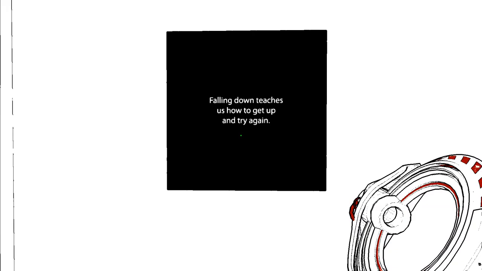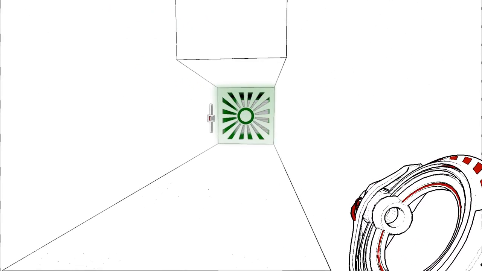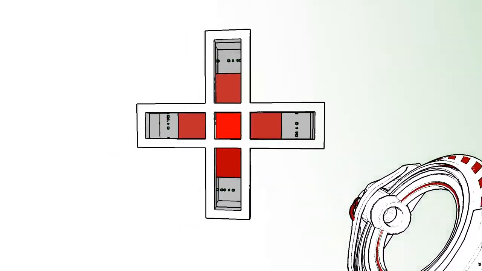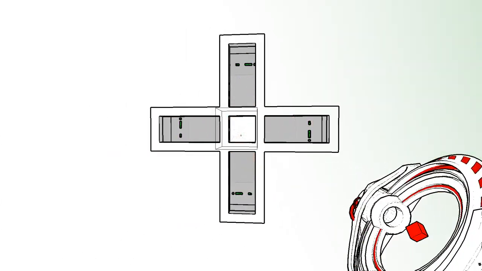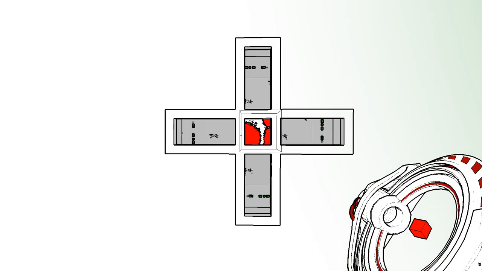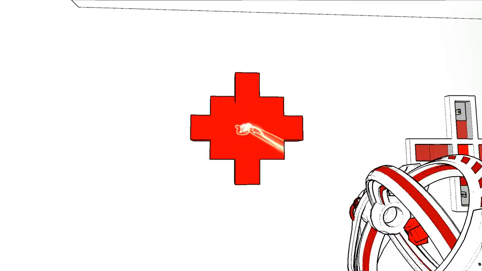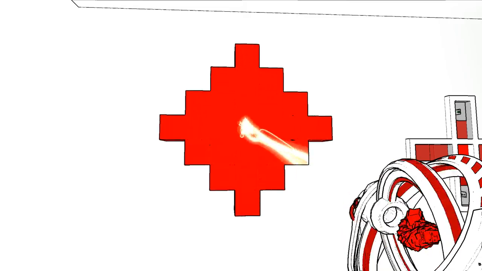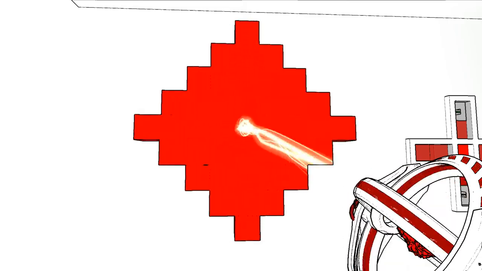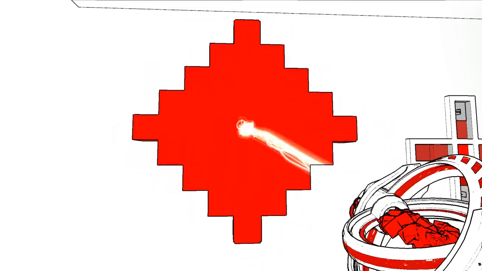Falling down teaches us how to get up and try again. So I need to go... Oh yeah, I can just get some blocks here. Whoops! Oh, didn't mean to... Okay, they come back. Yeah? So you can basically... Wait, so you can just duplicate cubes by doing this? And I just get more and more cubes, just infinitely. Look at that giant pile I have now.